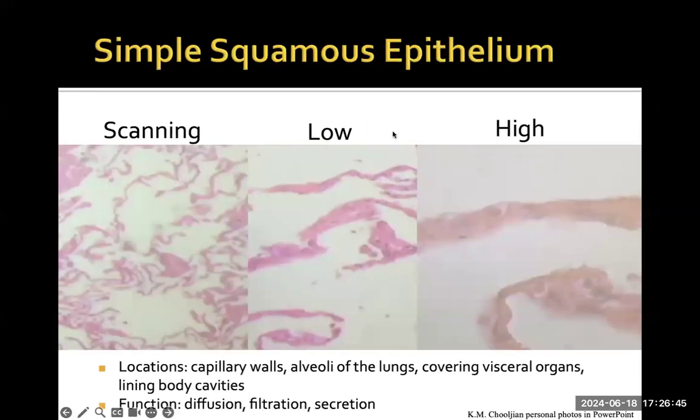Okay, so one by one. We'll start off with simple squamous epithelia. Simple squamous epithelia is going to be one layer of squished cells. These are the thinnest layer that you can find. You would find them in your capillary walls, in the alveoli of lungs, covering visceral organs, or lining body cavities. The idea here is that you want the thinnest layer of cells possible because you want to move stuff across it. So for example, if we're talking about the capillary walls, blood carries oxygen and carbon dioxide.